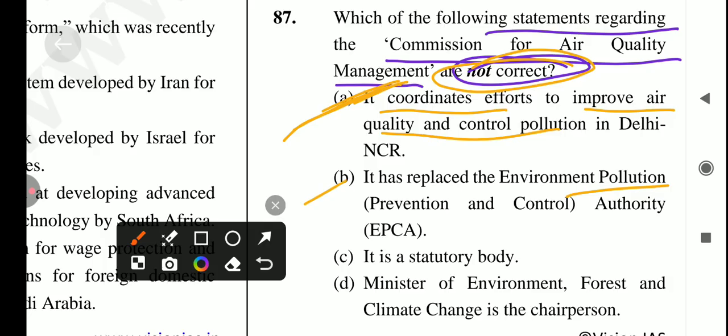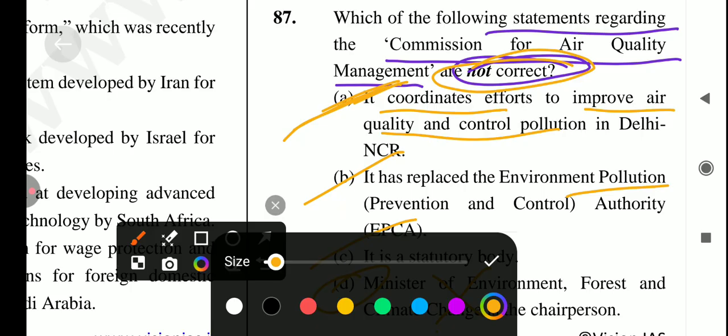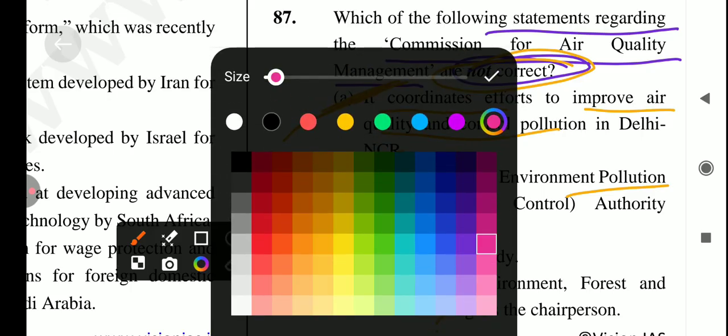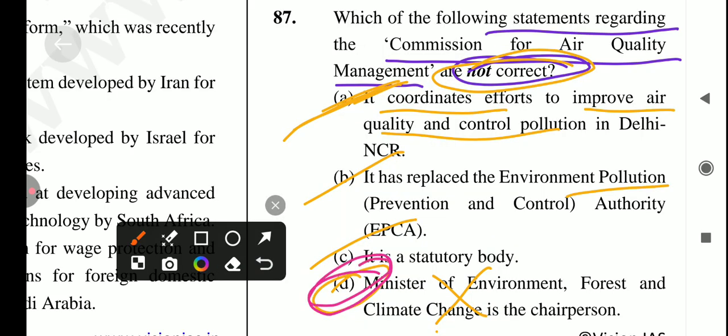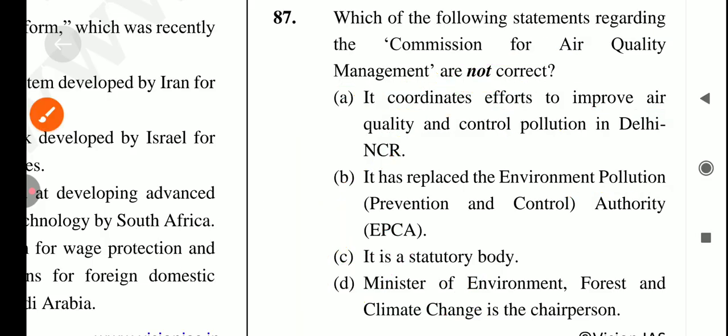And another one is it has replaced the Environmental Pollution Prevention and Control Authority, EPCA. Is it true? Yes, it's a correct statement. Next is it is a statutory body, also correct. Next is the Ministry of Environment, Forest and Climate Change is the chairperson. No, इसका chairperson कौन होता है? हाईएस्ट रैंक ऑफिशियल सेक्रेटरी और चीफ सेक्रेटरी हो सकता है, ना कि in Ministry of Forest Climate Change. Okay, so answer is option number D.